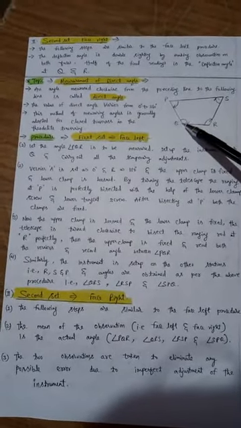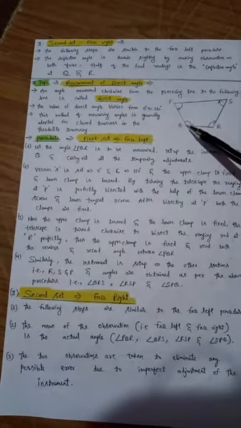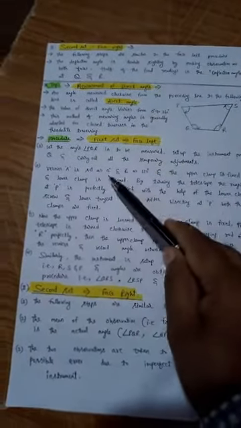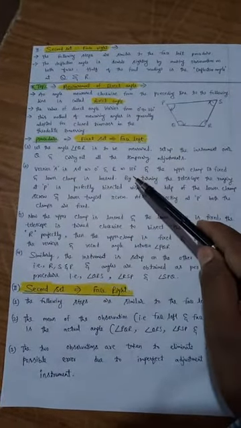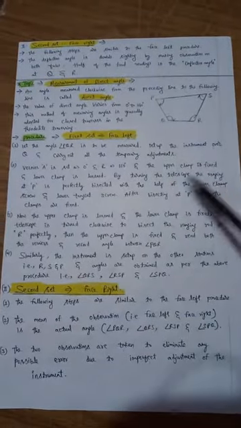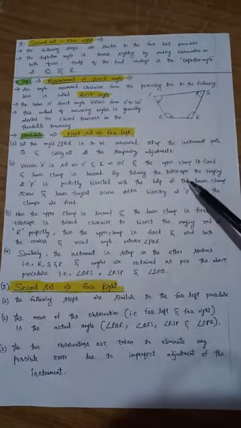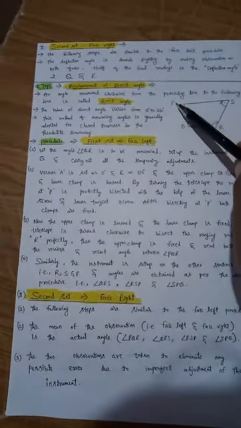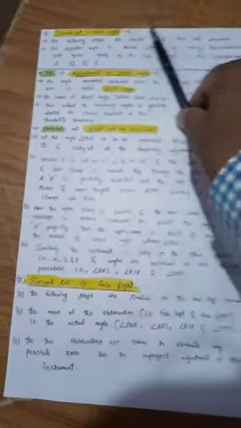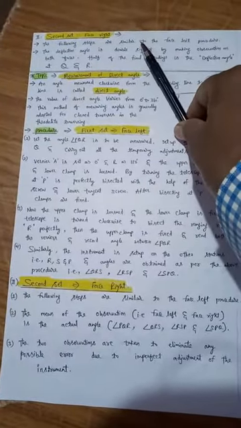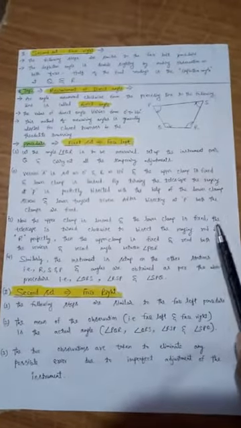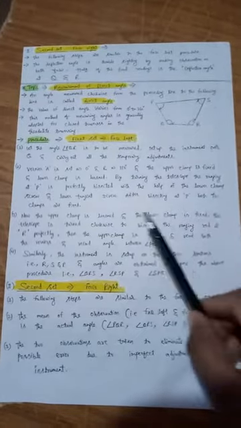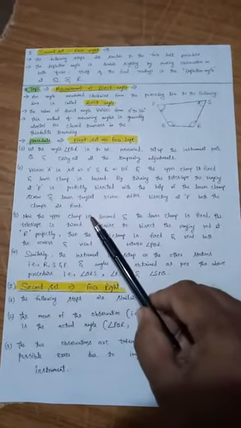Set up the instrument and carry out all the temporary adjustments. Vernier A is set as 0 degrees and B as 180 degrees, the upper clamp is fixed and the lower clamp is loosened. By turning the telescope, the ranging rod at P is perfectly bisected with the help of the lower clamp screw and lower tangent screw. After bisecting P, both the clamps are fixed.